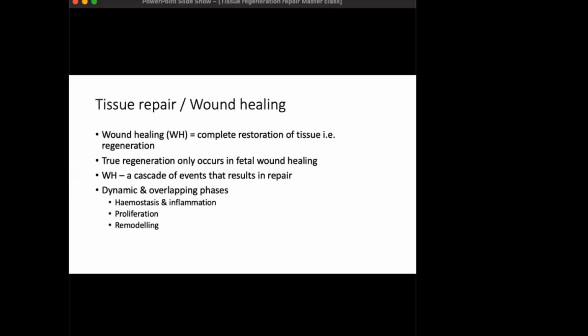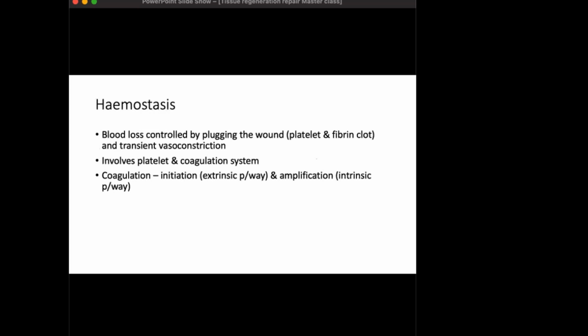Okay, so just to go through a bit about wound healing, I'm sure most of you, or if not all of you, have read about wound healing. It's a dynamic and overlapping phases. You have hemostasis and inflammation, then you have proliferation and remodeling. Okay, so going through a bit of those processes.